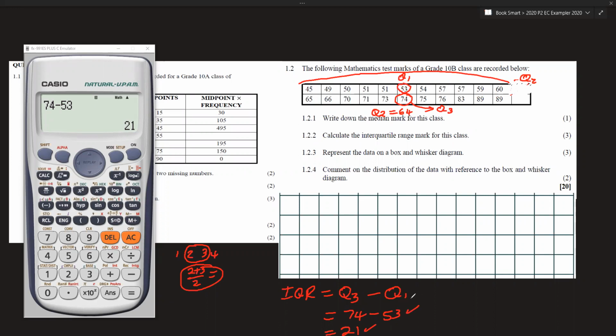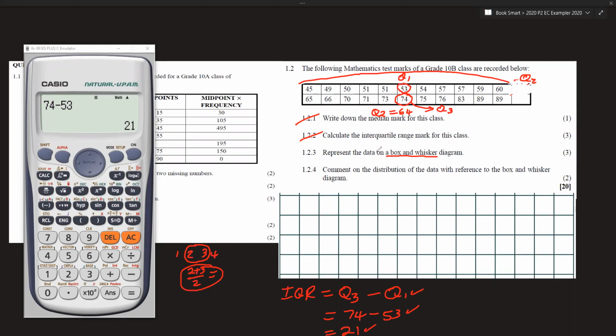Then that should score you your 3 marks. Okay, so we're done with this question. We're done with that question, right? Now they want us to represent our data in a box and whisker. Okay, a box and whisker.